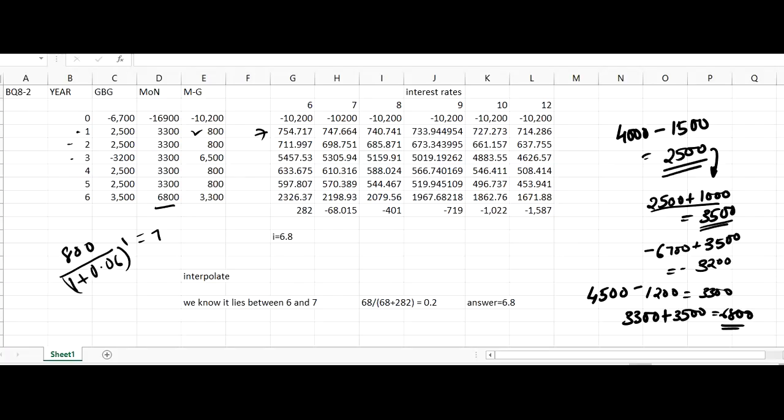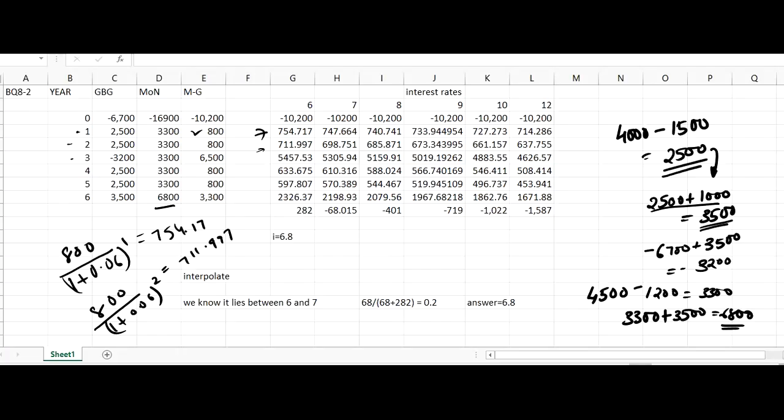This will give you 754.17. Now the next row, that is 711.997, that will give you 800 divided by 1 plus 0.06 raised to power 2. This will give you 711.997. So similarly, you have to calculate all the other columns and other rows for different percentages as well. Don't worry, I'll share this Excel file also with you so that you have the solution.